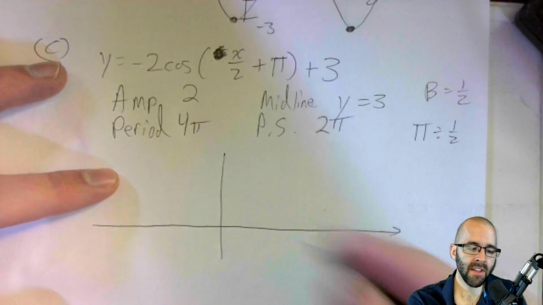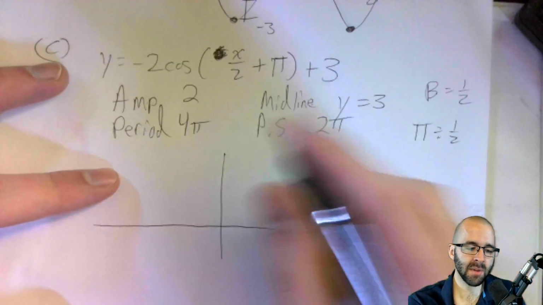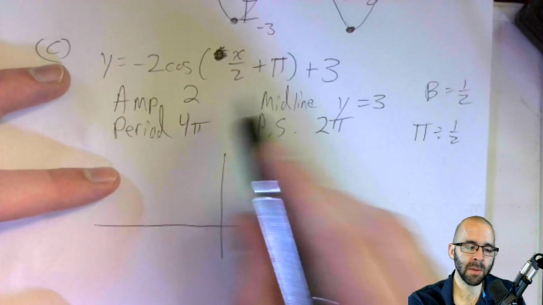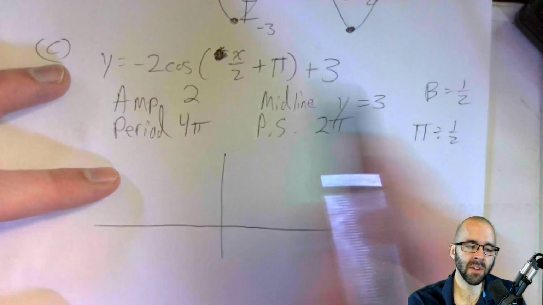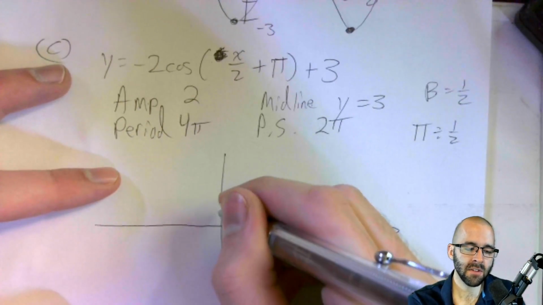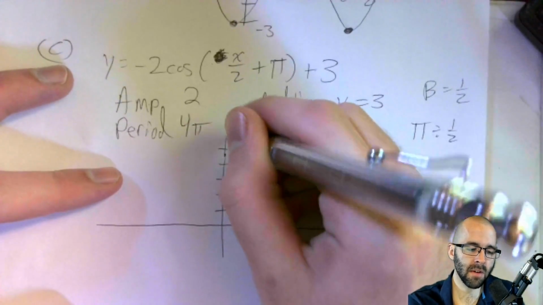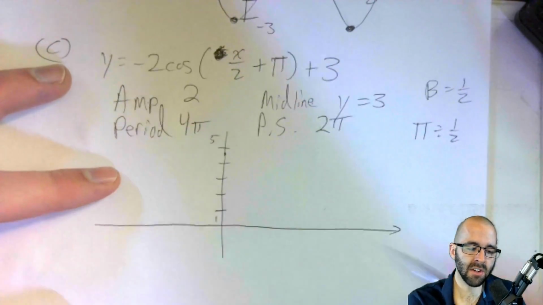Okay. And then again, our midline is 3, so we certainly need 3, and our amplitude's 2. That means the highest we're ever going to go is 3 plus 2, and the lowest we're ever going to go is 3 minus 2. So 5 and 1 are very important numbers to have included right here.